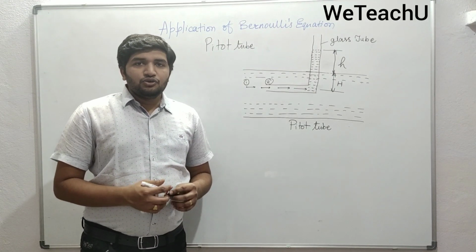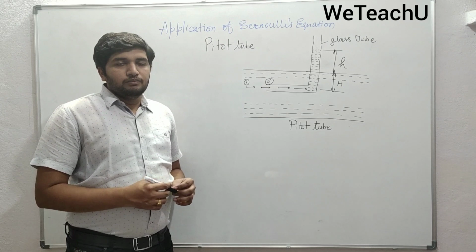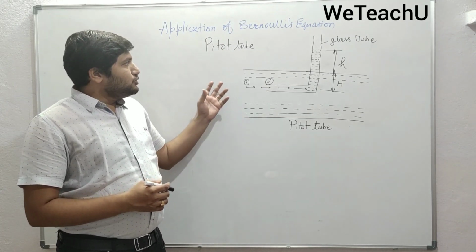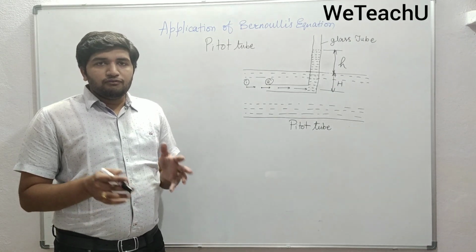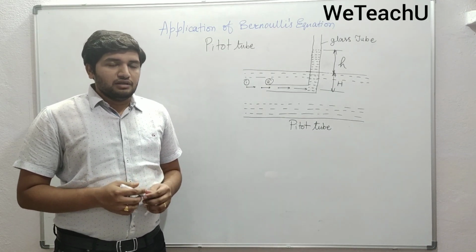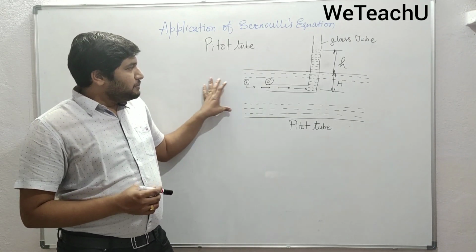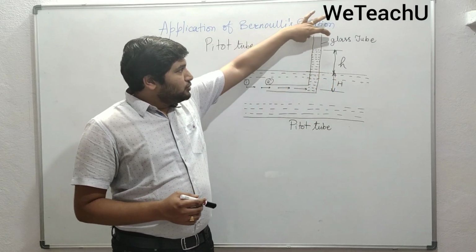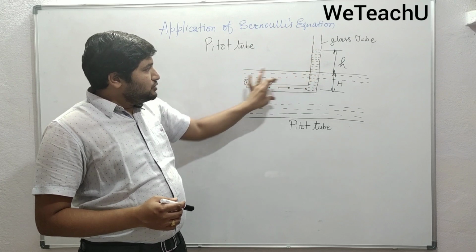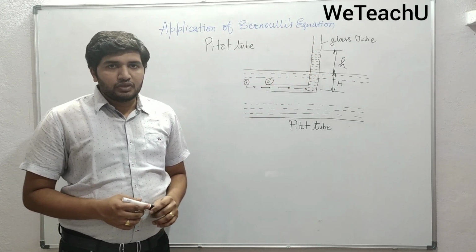Hello friends, today's topic is pitot tube. Pitot tube is used to measure the velocity of a flow in a pipe or a channel. In this pitot tube, in this channel, we have used a glass tube which is used to measure the velocity.